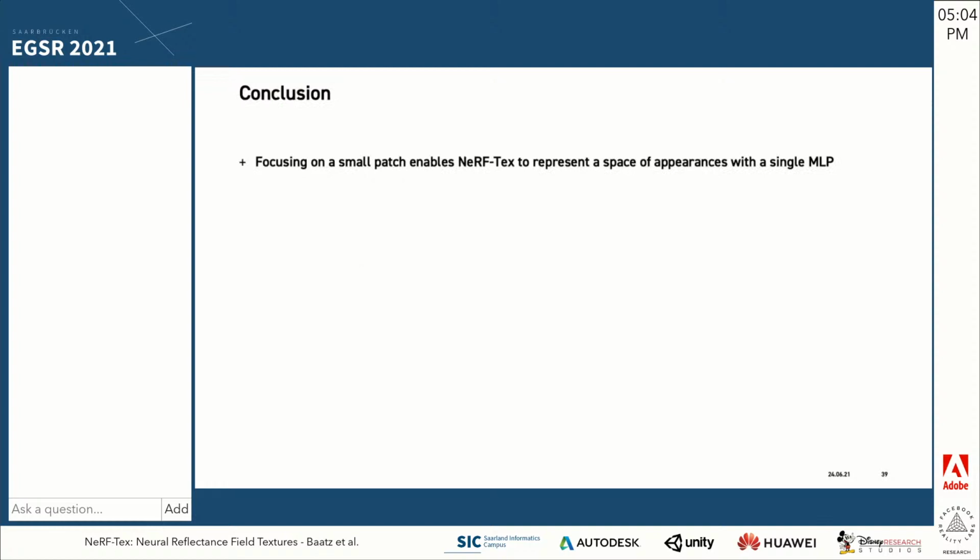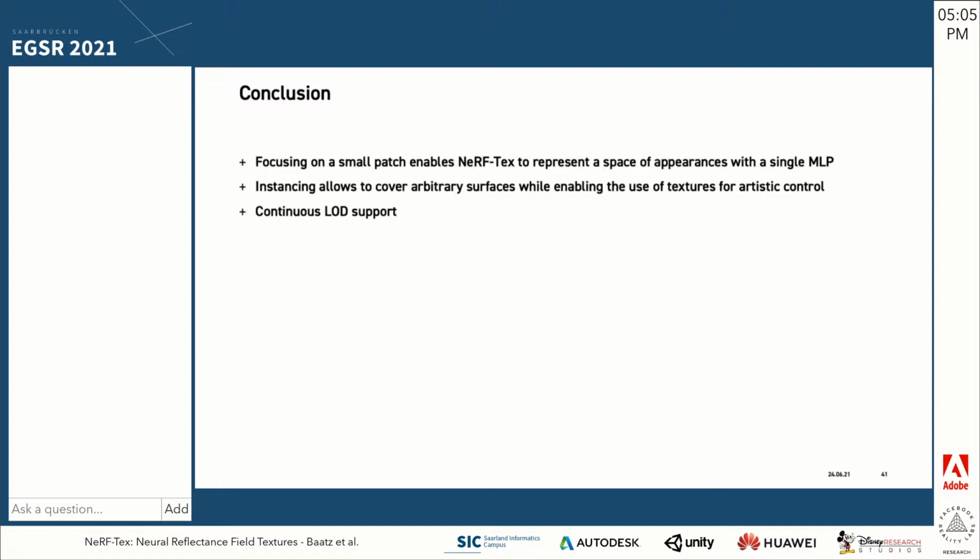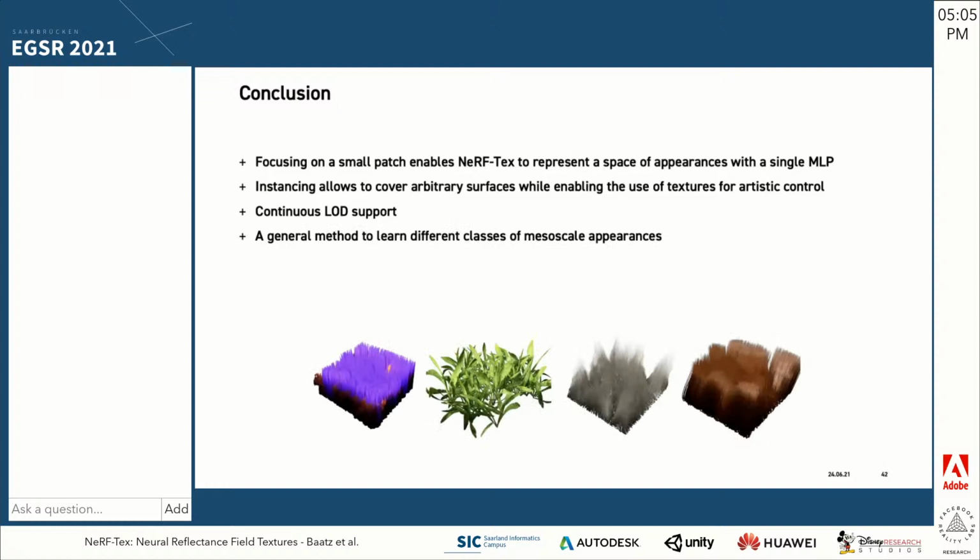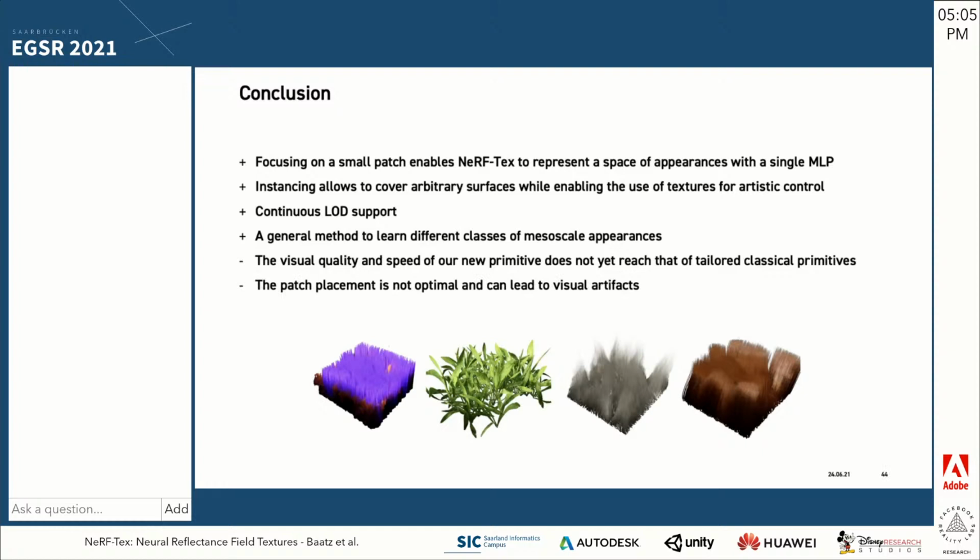Focusing on a small patch enables NeRF-Tex to represent a space of appearances with a single MLP. Instancing then allows us to cover arbitrary surfaces while enabling the use of textures for artistic control over that space. Our new primitive is also capable of producing filtered, aliasing-free results and presents a general method to learn different classes of mesoscale appearances. While NeRF-Tex shows great versatility, the visual quality and speed of our new primitive does not yet match that of classical primitives tailored to a specific material. Furthermore, the patch placement is not optimal and can lead to visual artifacts.